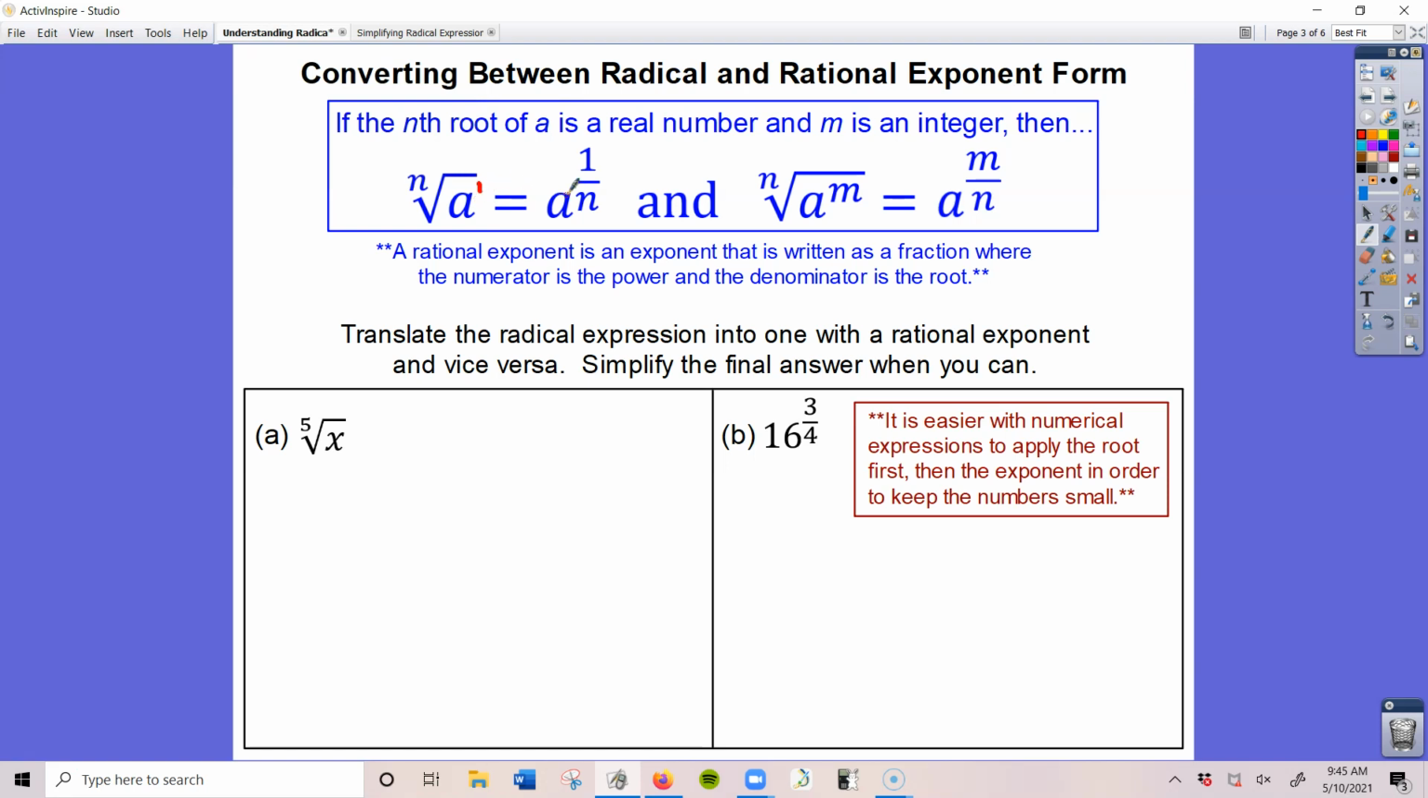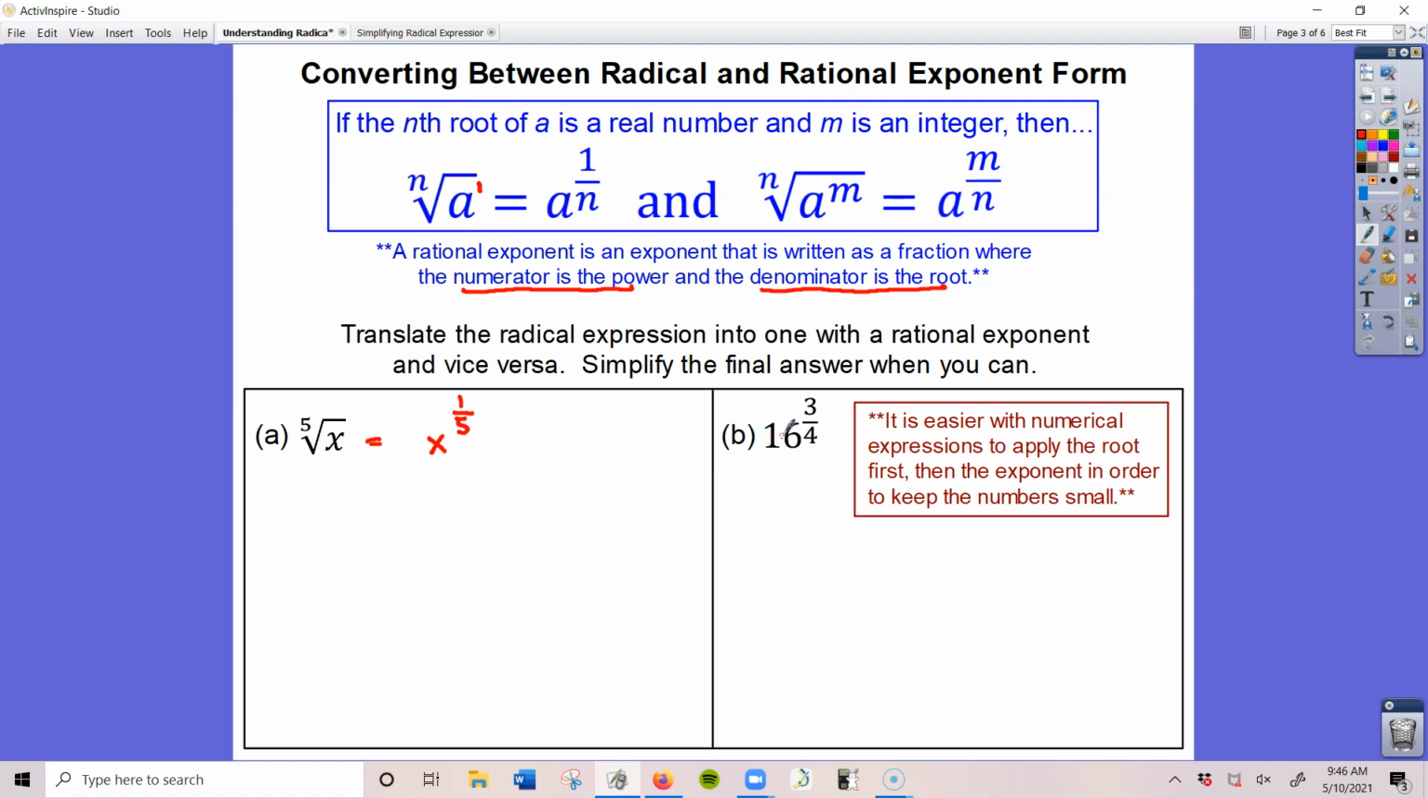So if I rewrite this as an expression with an exponent, it would be a raised to the 1 over n. And if we have the nth root of a raised to the m power, then written as an exponent, it would be a raised to the m over n. So again, the exponent is written as a fraction where the numerator is the power and the denominator is the root. So here we have the 5th root of x, and this would just be rewritten as x raised to the 1/5. So that's how we would convert it.